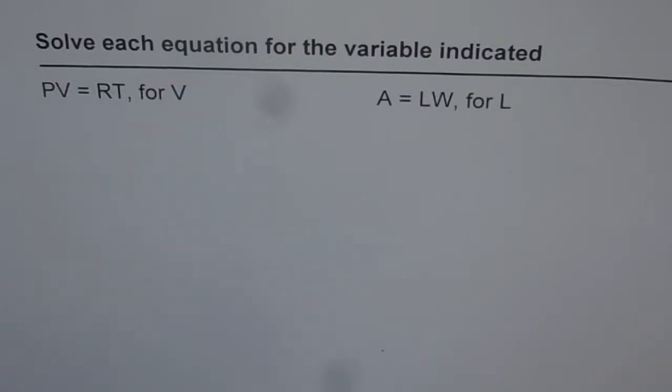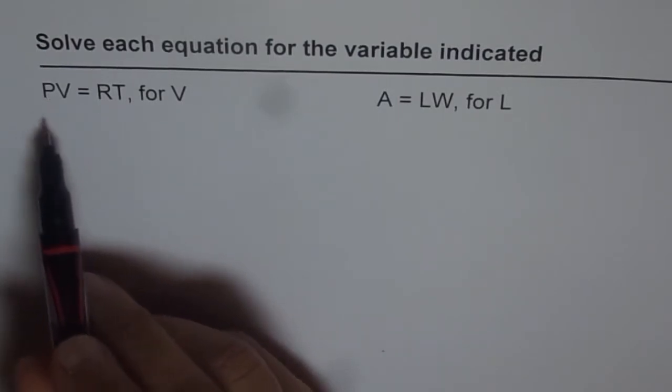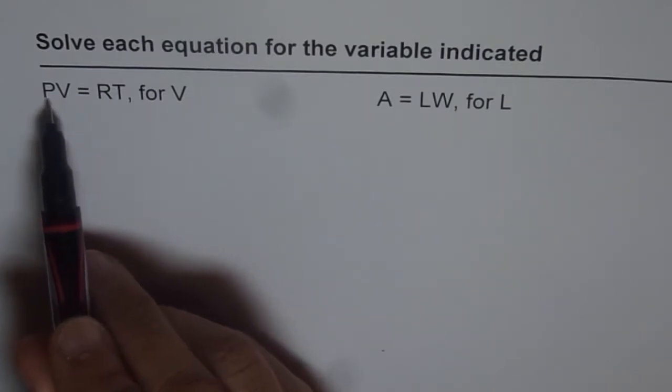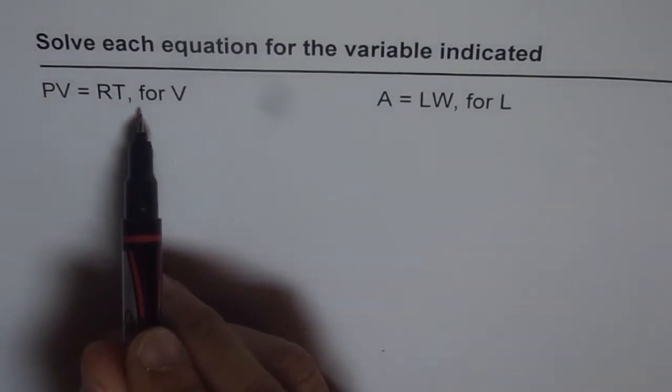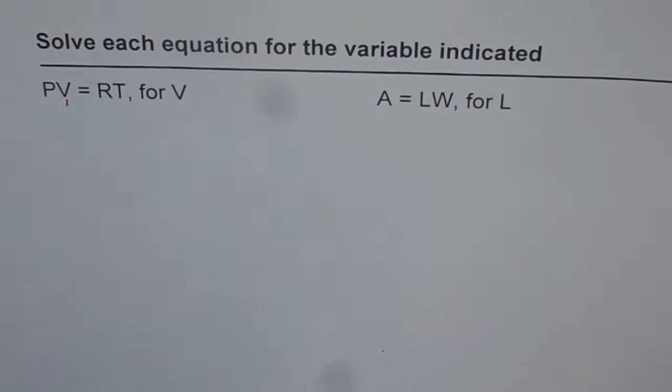Solve each equation for the variable indicated. Now here you will notice that I am not using a multiplication sign in between. So p and v are different variables, and when no sign is there, that means it is multiplication. So p times v equals r times t, and we need to isolate for v. This is what we want.